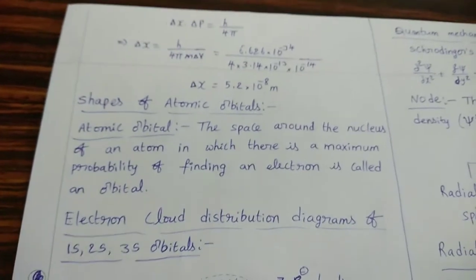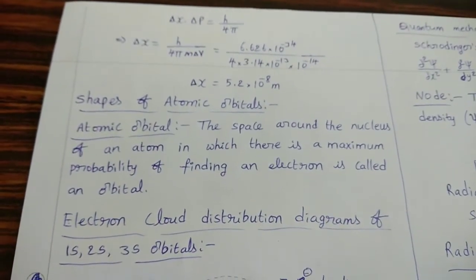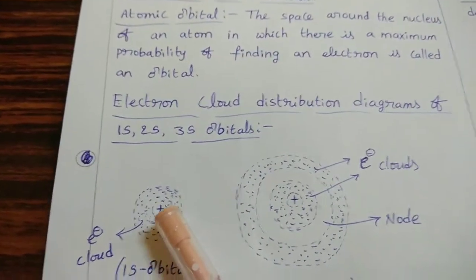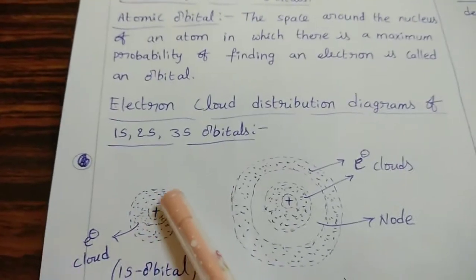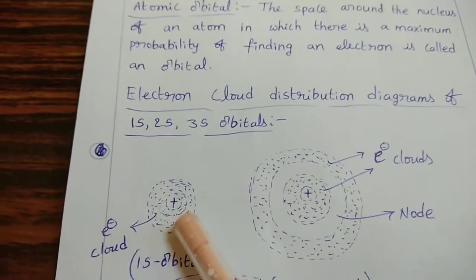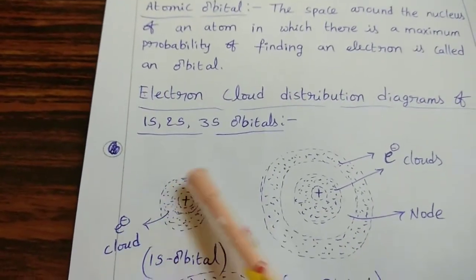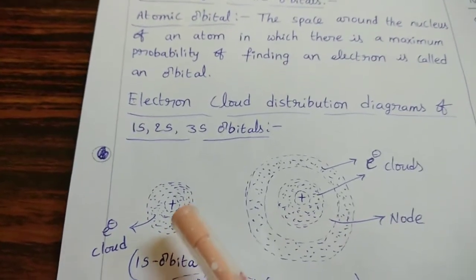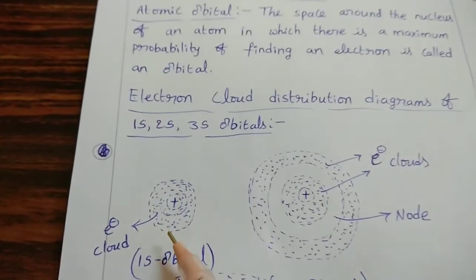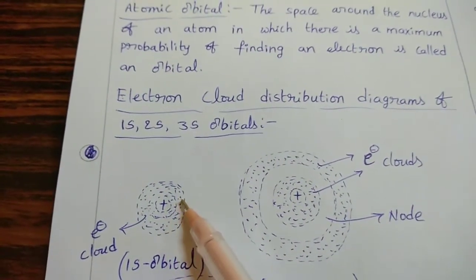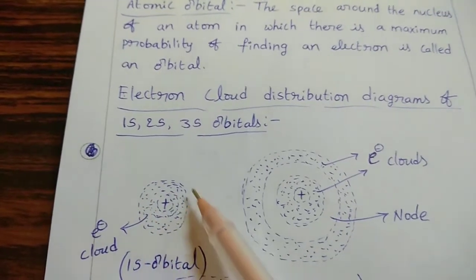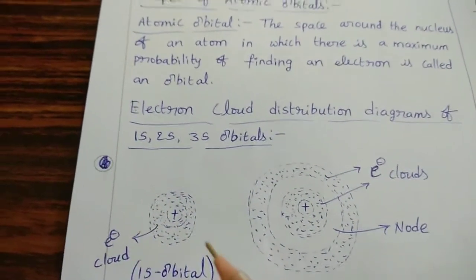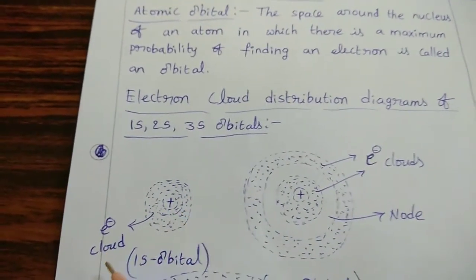Now, the electron cloud distribution diagrams of 1s, 2s and 3s orbitals. For the 1s orbital, this plus symbol indicates the nucleus of the atom. Around this, these dots represent possible places for electron existence. The electron is revolving with very high speed around the nucleus. At this particular instant, the electron is present here. In the next instant, it may be there. Next, it may be there. If we join all these possible places, then we get this type of shape. All these possible places are simply called the electron cloud.